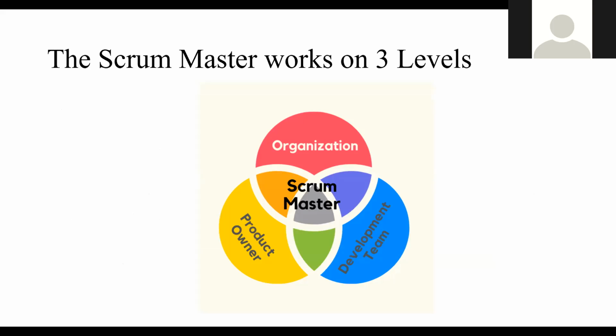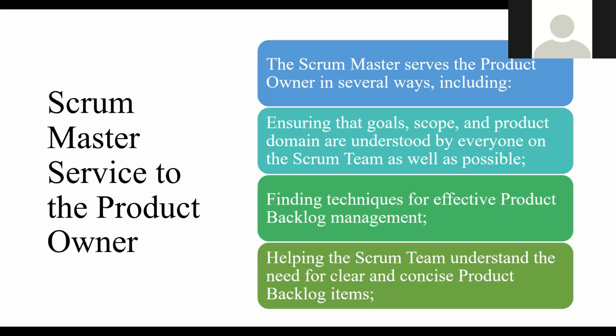So the Scrum Master actually operates on three levels. He's the binding factor for the organization, the product owner, and the dev team. So as the binding factor, he has a service to the product owner, a service to the organization, and a service to the dev team.